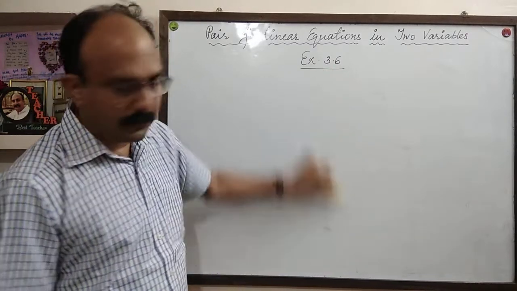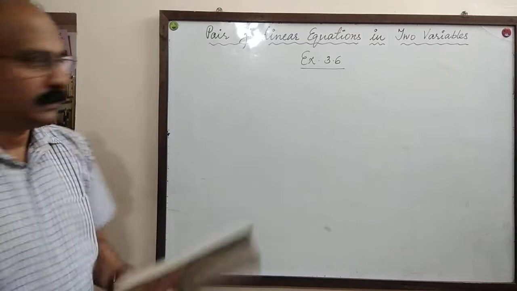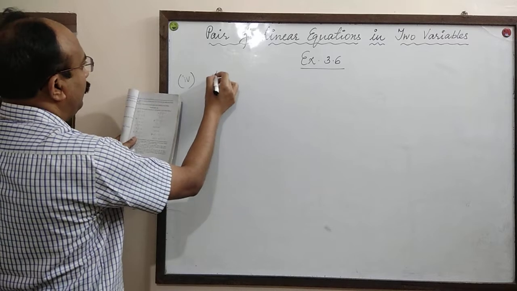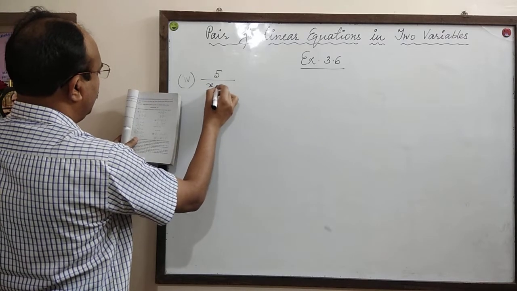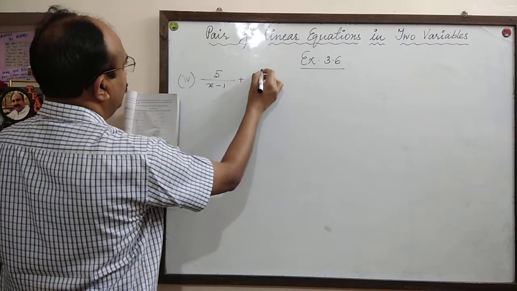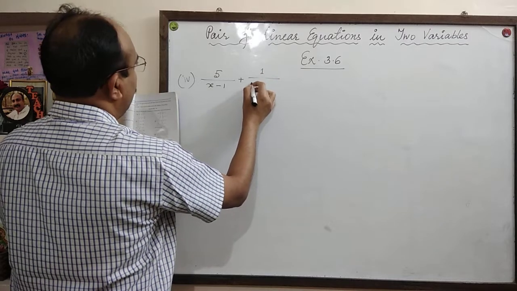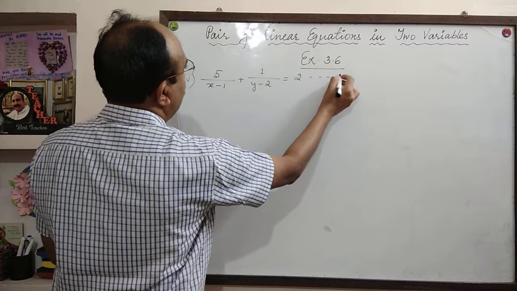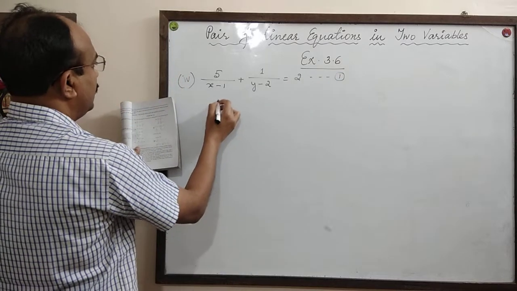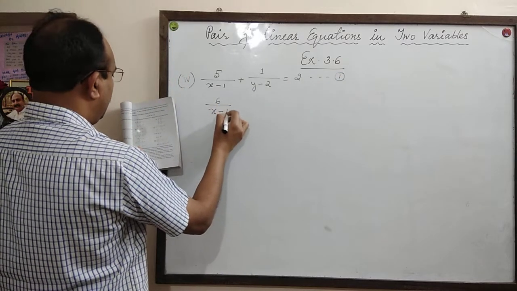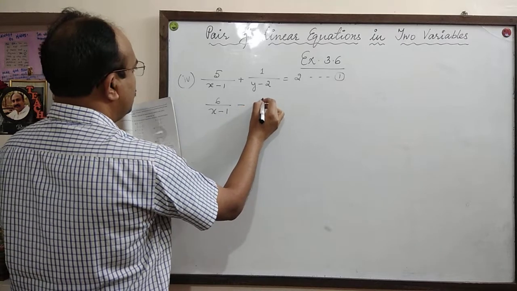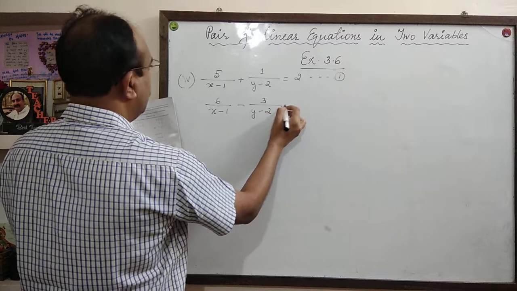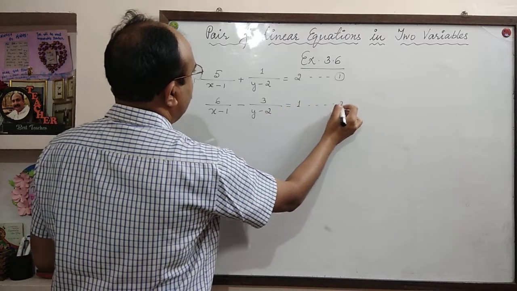Now question number 4. Question number 4 is 5 upon x minus 1 plus 1 upon y minus 2 is equal to 2. Keep it as equation number 1. 6 upon x minus 1 minus 3 upon y minus 2 is equal to 1. This is equation number 2.